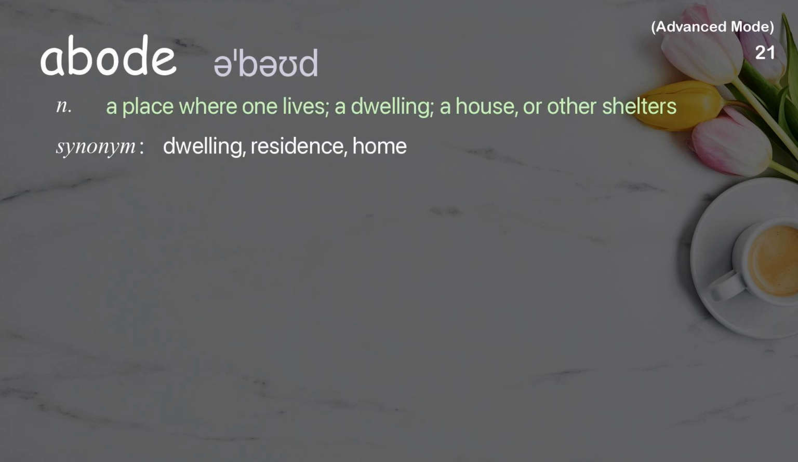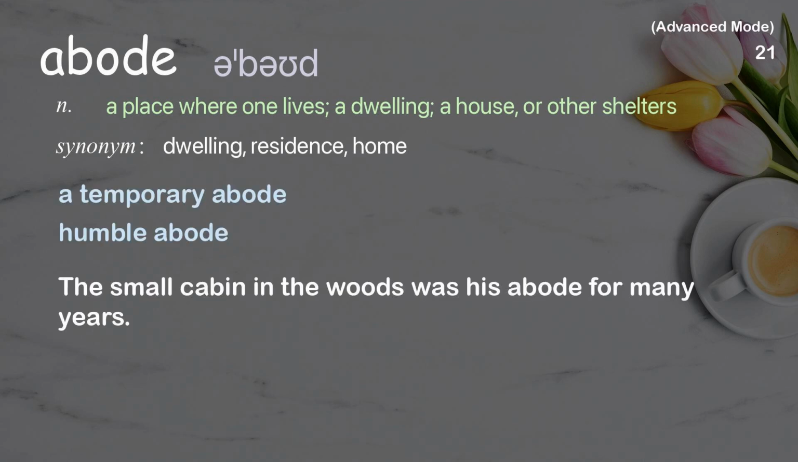Abode. A place where one lives, a dwelling, a house, or other shelter. Examples: A temporary abode. Humble abode. The small cabin in the woods was his abode for many years.